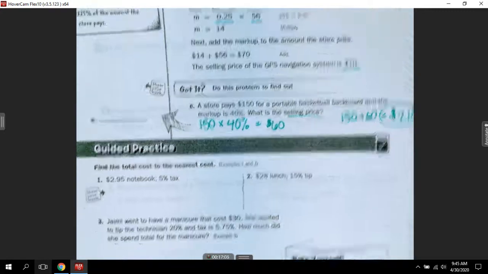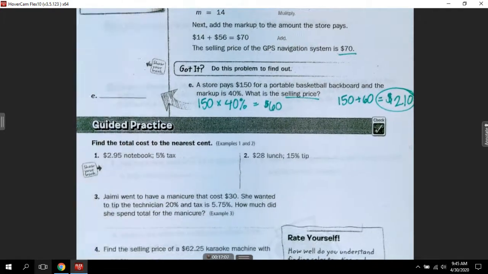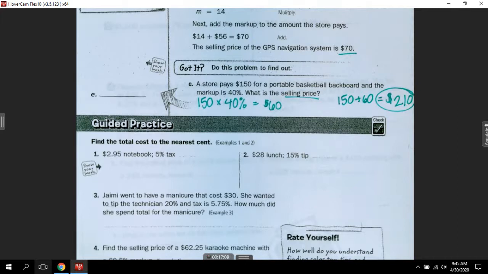All right, so remember, tax, tip, markup, all of that is the same. The only thing that's a little bit different is if you have a tax and a tip, or a tax and a markup. Then you add those two percentages together and then multiply and add. Okay. All right, so number 1, $2.95 notebook, 5% tax.